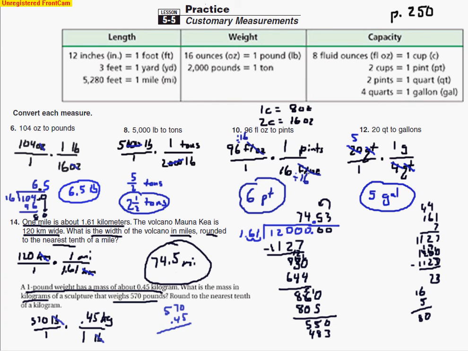So let's see what we end up coming up with here. So when we do that work, I'll go ahead and just do the problem out real quick, and we end up with 256.5. And that is going to be in kilograms because that's the units that we have left.